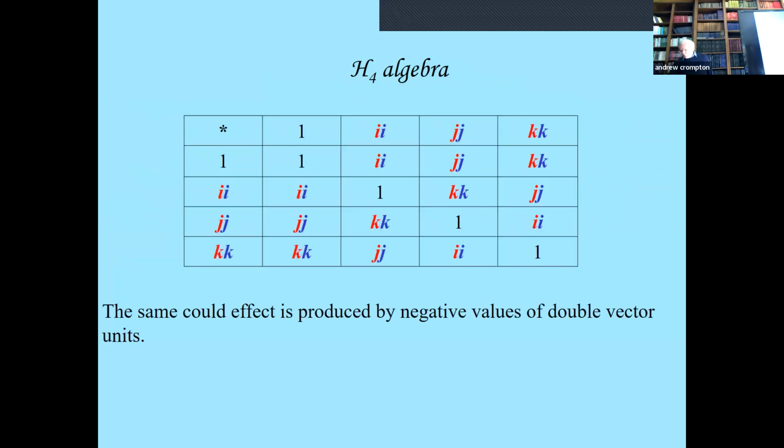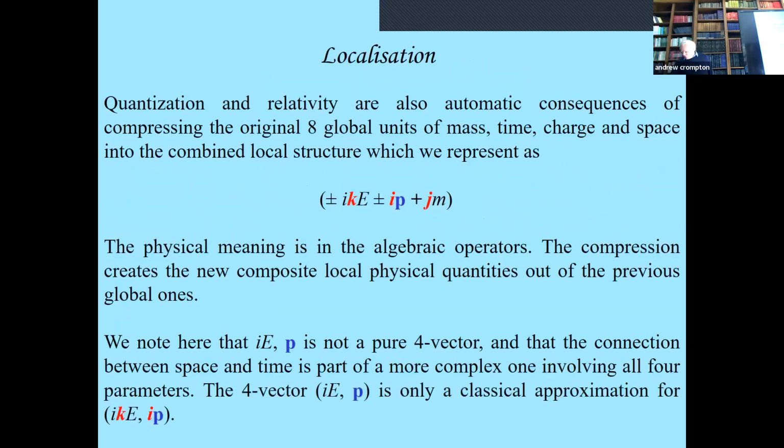And this is another one you can get, identity in three double quaternions. There's also a Klein 4 group. It's called the H4 algebra. You could also use double vectors, but this time you have to use negative ones.